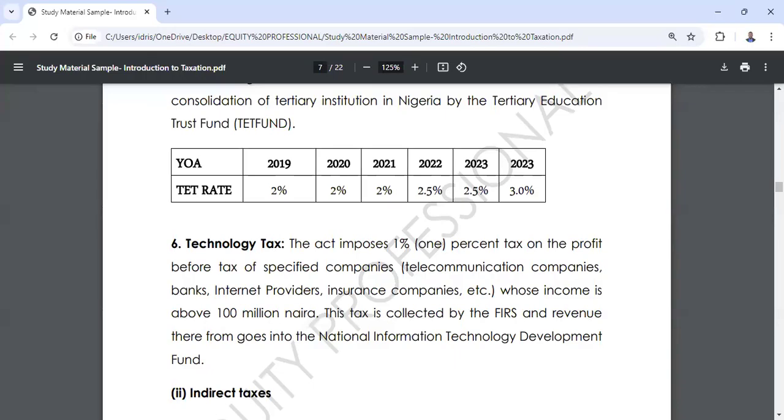When FRS collect this education tax, they will share it between university, polytechnic, and college of education. They use it to develop public institution. I'm not saying public institution pay it. They enjoy the tax. It is company that pay it. FRS collect it. FRS now remit it to a body called TED Fund. TED Fund, they are now using it to construct buildings in public institution. They don't use it for private institution.